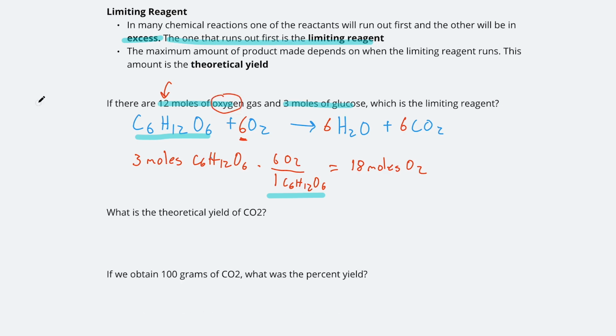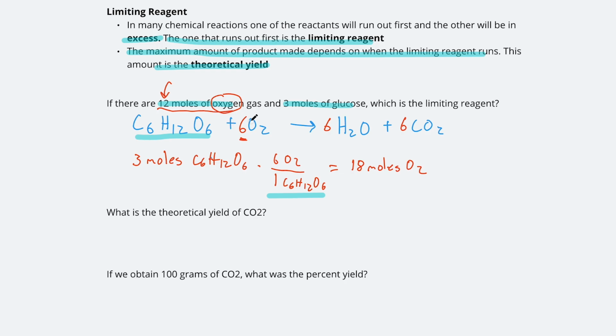Once you find the limiting reagent, you can then find the theoretical yield. And the theoretical yield is the maximum amount of product that you can make. And the maximum amount of product will depend on when the limiting reagent runs out. So once that limiting reagent runs out, the max amount of product you can make, that's called the theoretical yield. So we determined that oxygen was the limiting reagent, and we have 12 moles of oxygen.